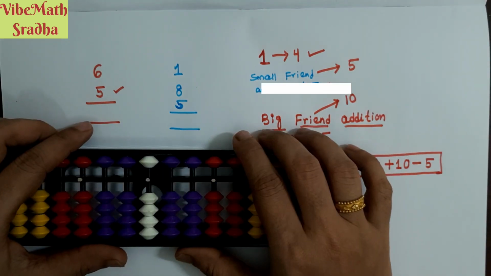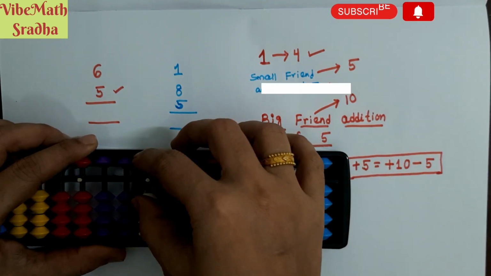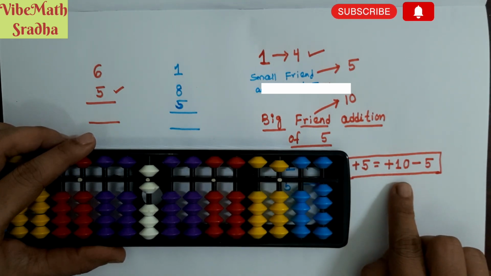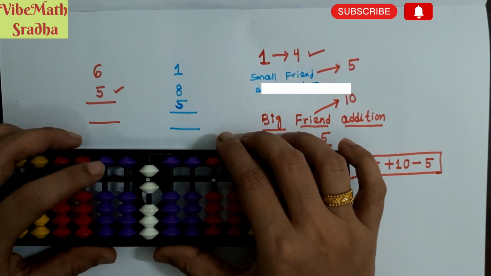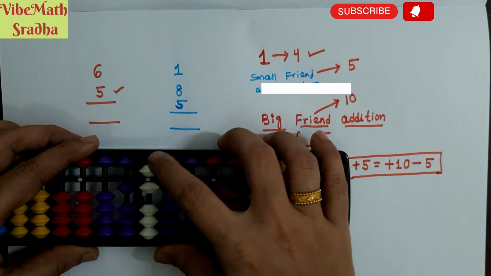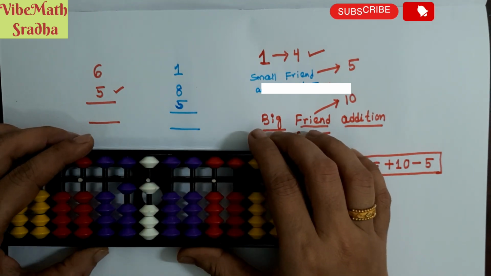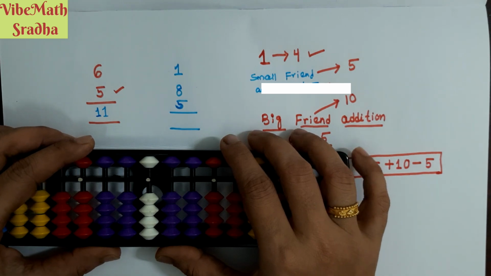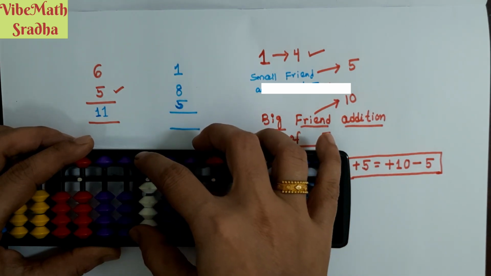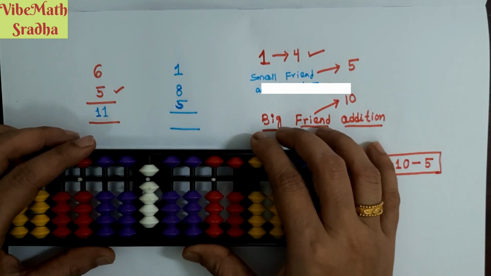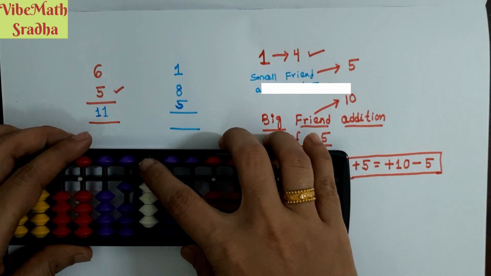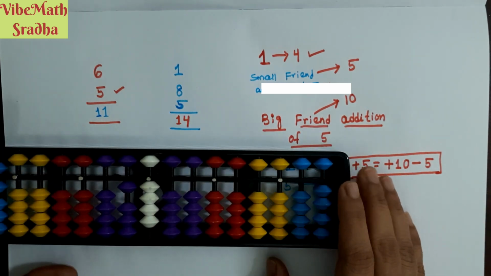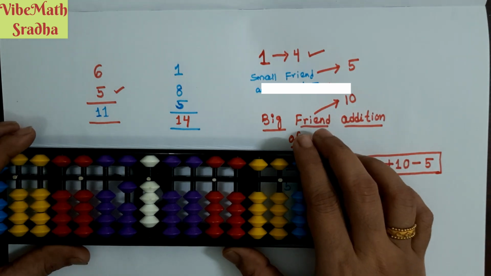So first sum is 6 plus 5. Plus 5 is plus 10 minus 5. Plus 10 minus 5. Answer is 11. Next sum is 1 plus 8 plus 5. 1 plus 8 plus 5 is plus 10 minus 5. Answer is 14. I hope you have clearly understood up to this.